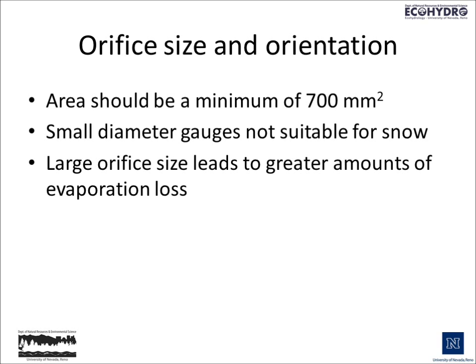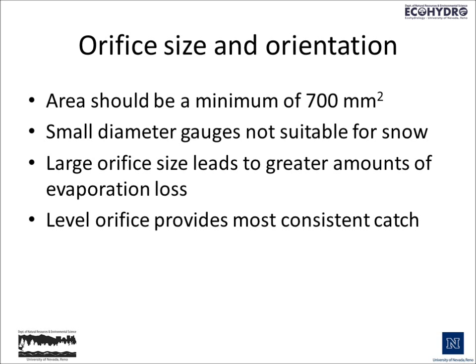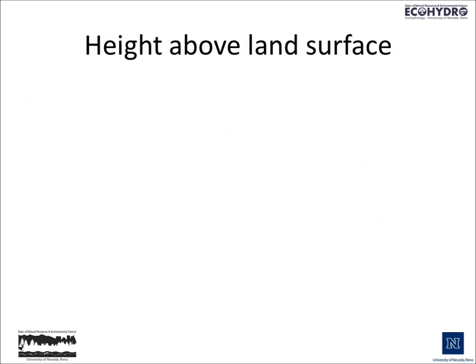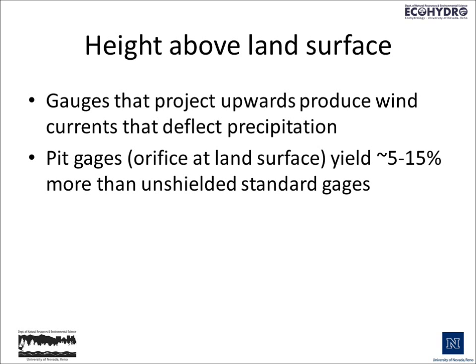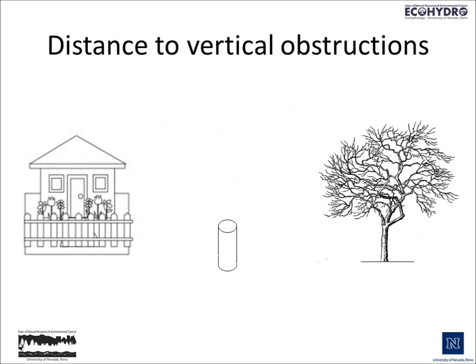When we have large orifice sizes, you can also have greater amounts of evaporation loss. The orifice has to be level in order to provide the most consistent catch. In terms of height above the land surface, gauges that project upwards produce wind currents that deflect precipitation, or can. When we put gauges at the soil surface, they yield somewhere between 5 and 15% more than unshielded standard gauges, which gives you a sense of how much of a wind effect there actually can be. And distance to vertical obstructions is very important as well.